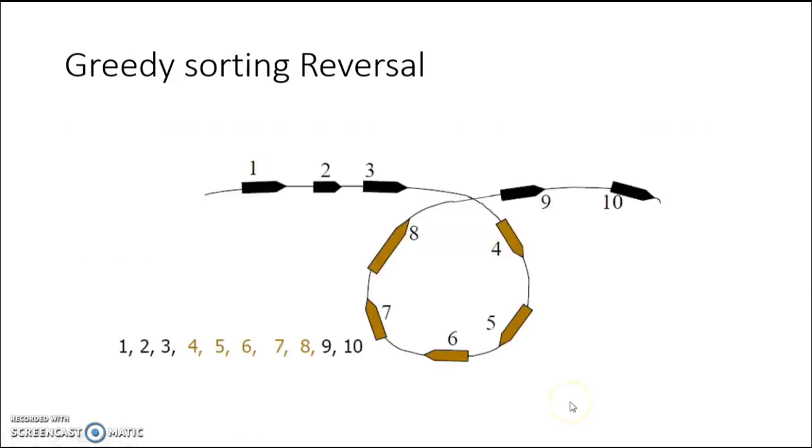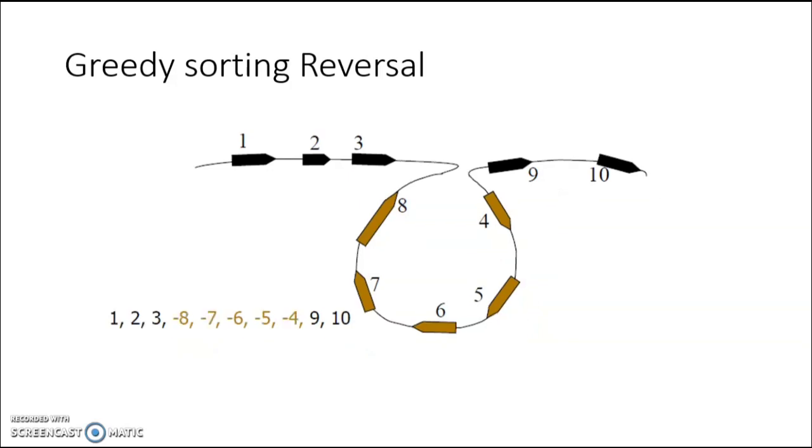Now let us try to apply that using greedy sorting by reversals. Here is a stretch of DNA with a continuity of genes from 1 to 10, but due to some reason there is a breakage and there is a change in the arrangement of the order of the genes. Ideally, gene number 8 was never bound to be next to gene number 3, but in the new arrangement, it is.